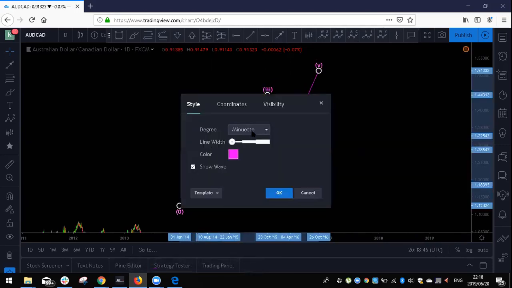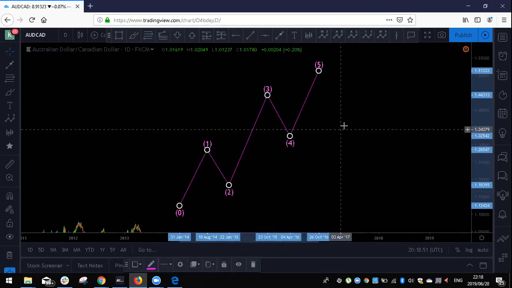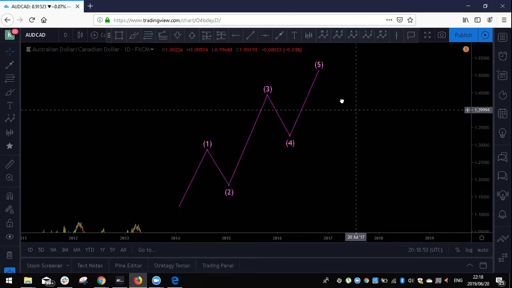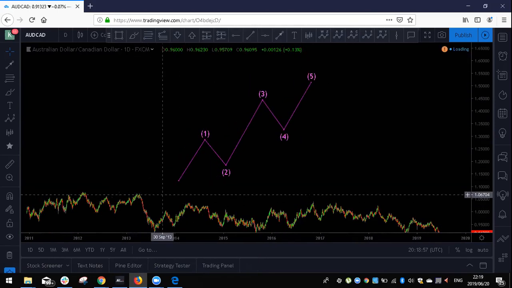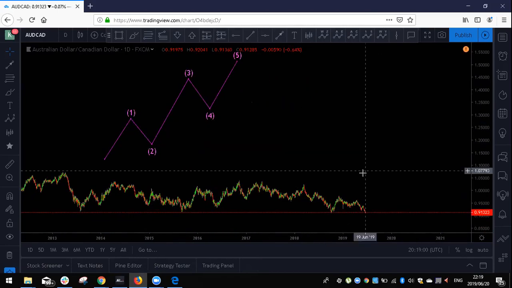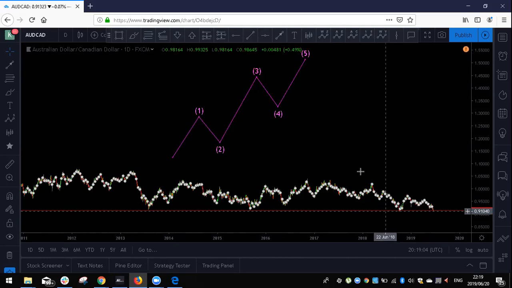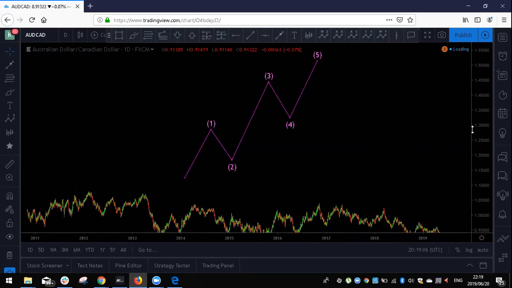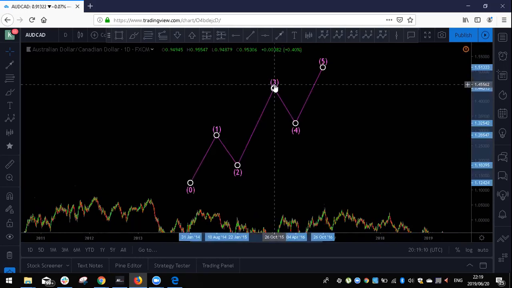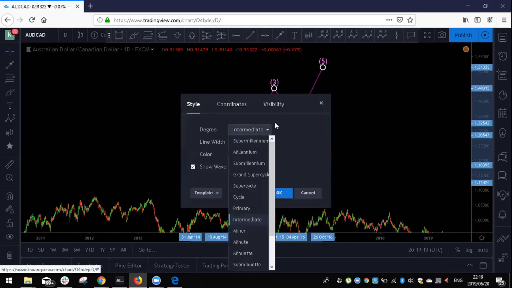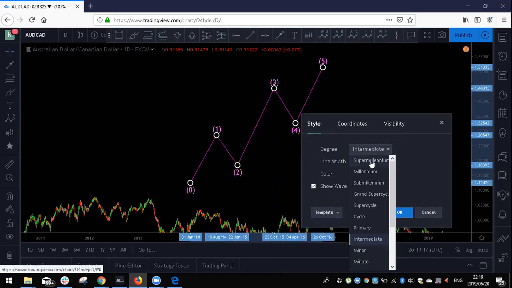Let me change the degree. Do you understand these degrees? Okay, the wave degrees are like what we did with the trend lines, the time frames and the colors. They are just there to show you from which time frame that wave count is from. Maybe from the month, because you'll see the only thing that's changing is the numbering.